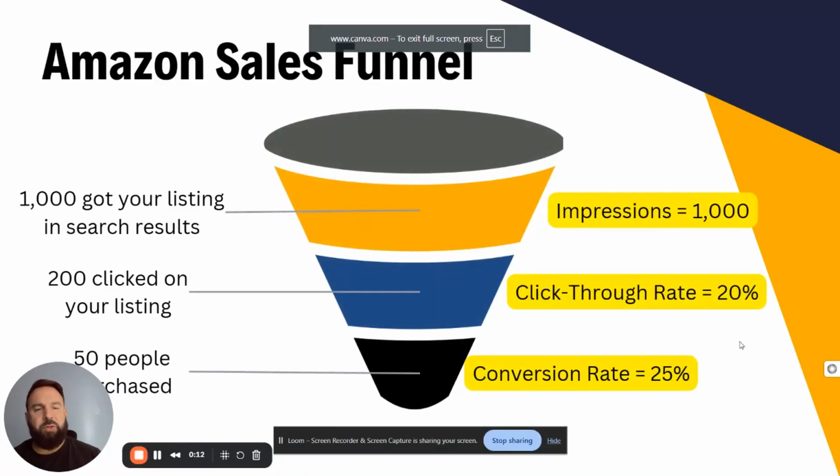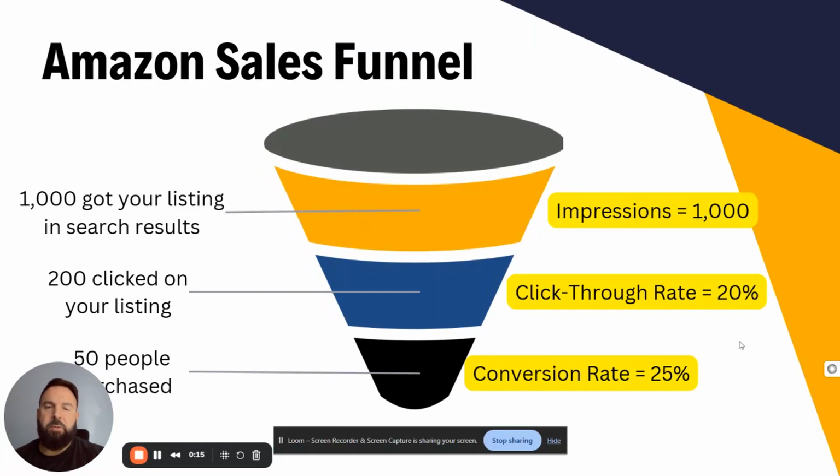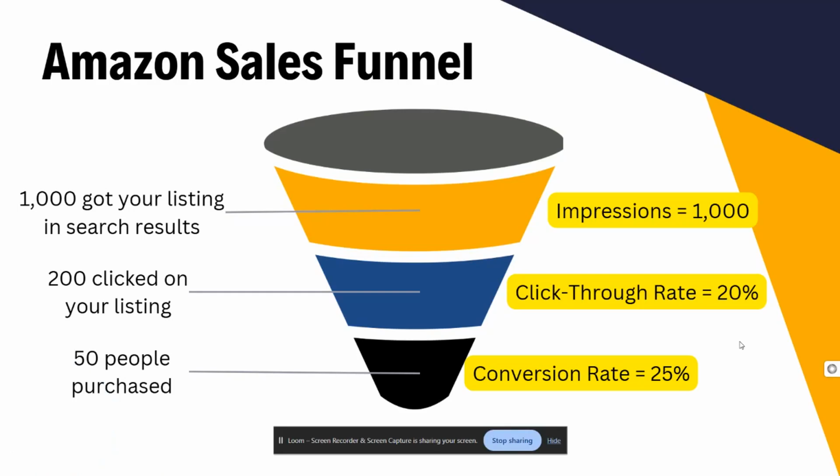All right, so to further illustrate what exactly the Amazon sales funnel is and what it means, let's say 1,000 people searched and saw your product in the search results page. Okay, so that means you got 1,000 impressions. Next, the click-through rate. Let's say 200 people clicked on your listing. That means it's a 20% click-through rate. So 200 out of 1,000 essentially clicked on your listing. Okay. So out of those 200 people, let's say 50 purchased, that's a 25% conversion rate.